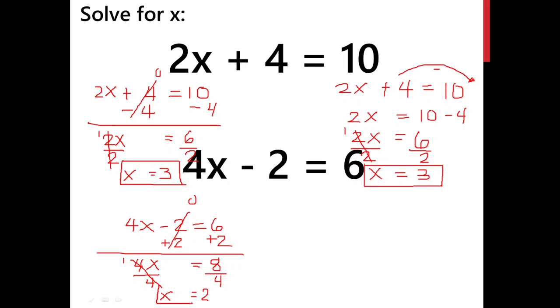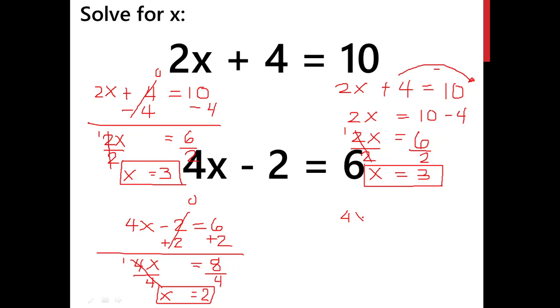Did you get the same answer? Let's try to substitute this one here, to see if we could prove this statement true if our x is equal to 2. So 4 times x, which is 2, 4 times 2, that's 8, minus 2 is equal to 6. Therefore, we get the correct answer. Now let's try to use the transposing method.